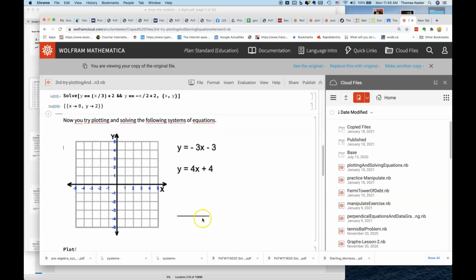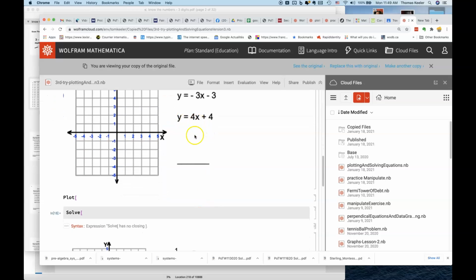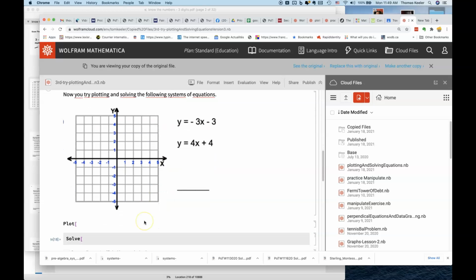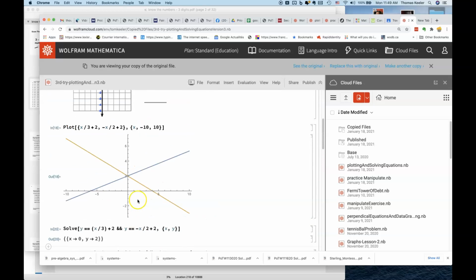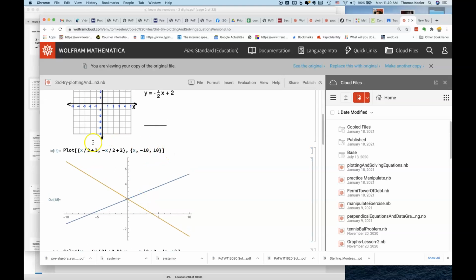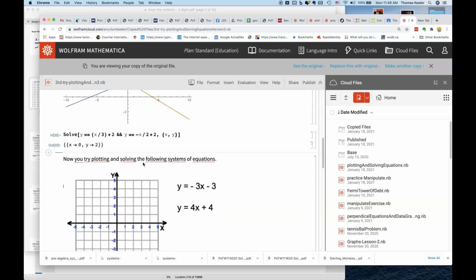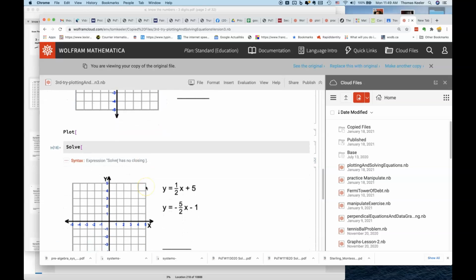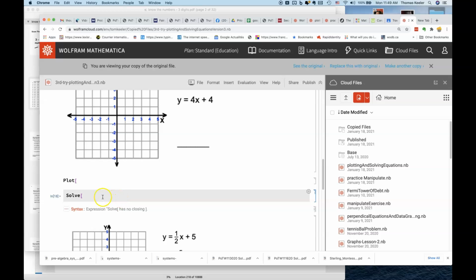All right, so your assignment then is to do these next two. You've got minus 3x minus 3, so you're going to plot that. What you do, of course, is just copy over that and substitute the values in. You can do it on your own too, but a lot of times the best thing is to try. So then Wolfram's saying plot and solve.